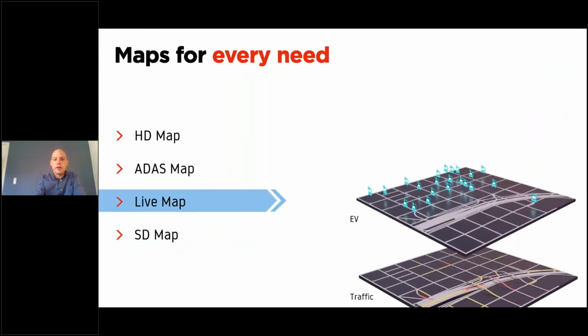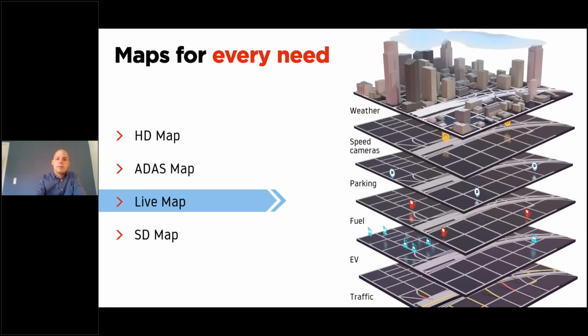Then we have a more dynamic map, which we call live map. This includes information about traffic, electrical vehicles, so you can see if there are available charging points for your vehicles. You have information about fuel prices, about where you can find parking, also information about speed cameras on the road and weather. So all the things you need to know which is happening right now and very dynamic for you as a driver on the road. It's also something which is used both by humans and mostly by machines.